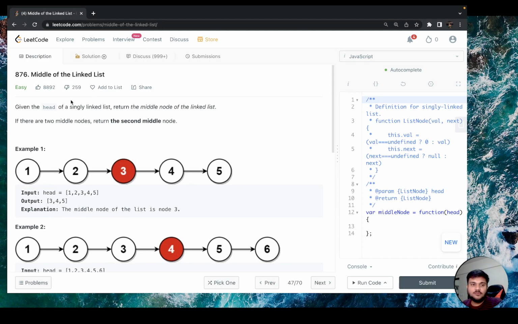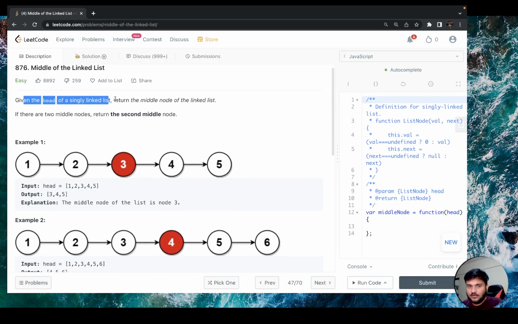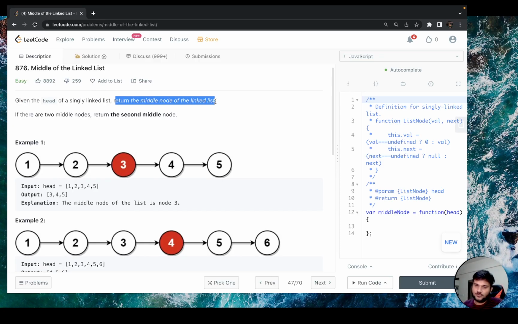So given the head of the singly linked list. First of all, we are actually dealing with a singly linked list here. Given the head of a singly linked list, return the middle node of the linked list. So you have to return the middlemost node of the corresponding linked list. If there are two middle nodes, return the second middle.